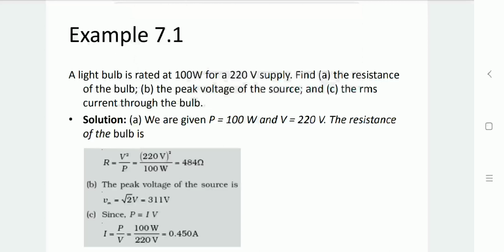Now we want to get the RMS current value, right? For that, the equation P equals VI we can directly use. Power and voltage are given. So from P equals VI, make I the subject of the formula. It would be P by V. Place the given values, 100 watt of power and 220 volt voltage, and get the current value. It would be 0.45 ampere.